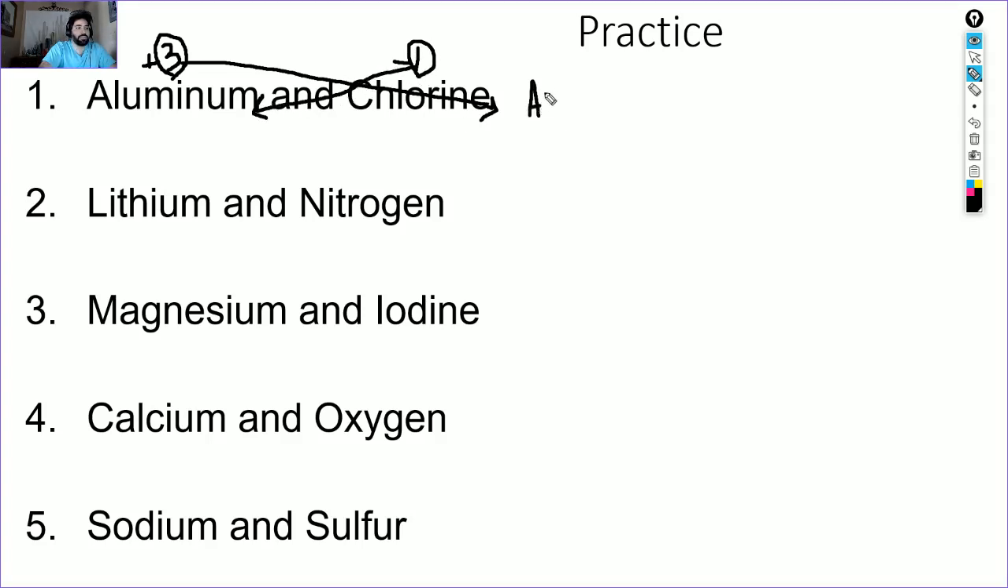And then you'd write the chemical symbol, which is Al. How many? Which is 1. You typically don't write 1, so we're going to not write it this time. And then the chemical symbol for chlorine with the 3 that it got from aluminum, AlCl3. And that is your answer.